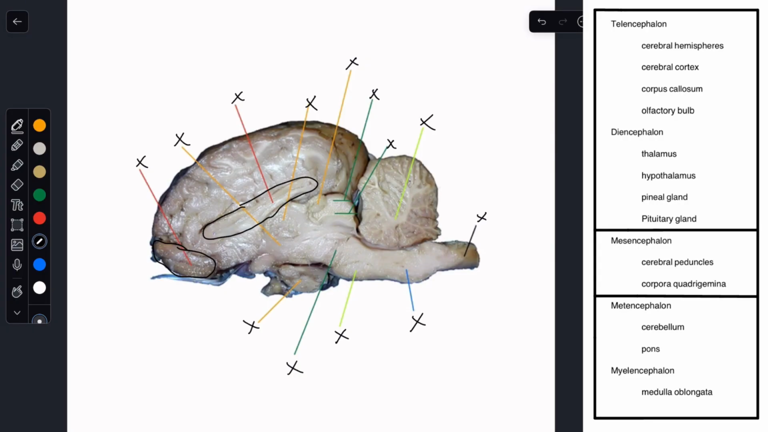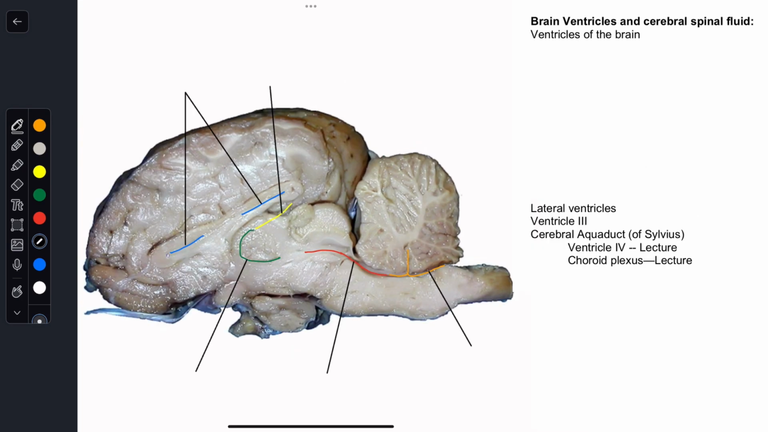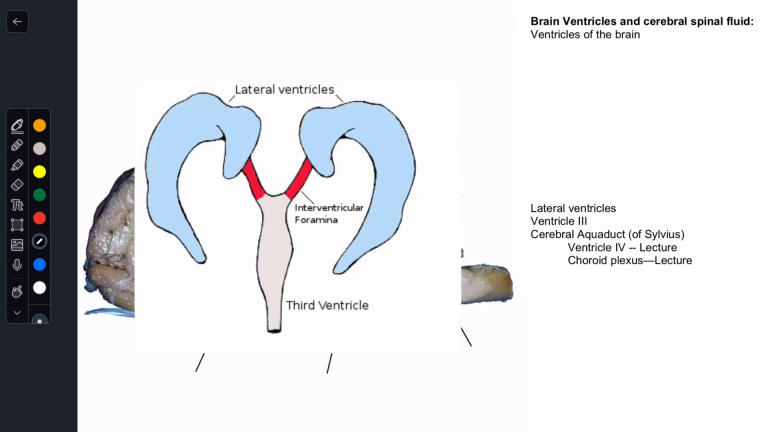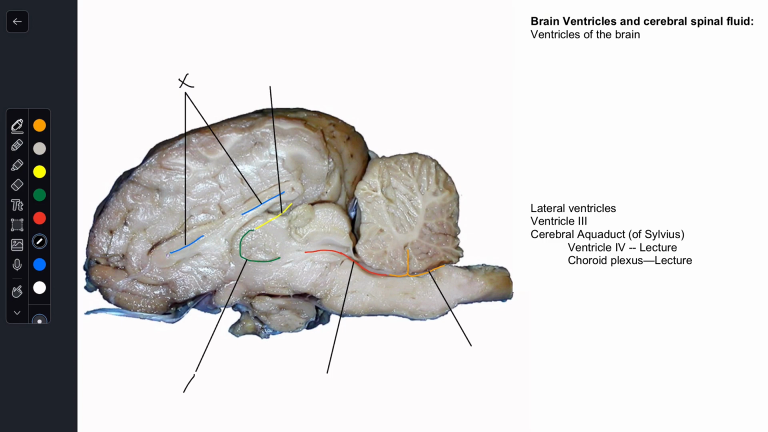All right, that should be it with the lab list. The next one I'm going to go over is the ventricles of the brain. Going over the ventricles of the brain, we have the lateral ventricles. The reason why it says lateral ventricles is because there's two of them. We then have the third ventricle right here, right next to the thalamus. Well, it's inside the thalamus.